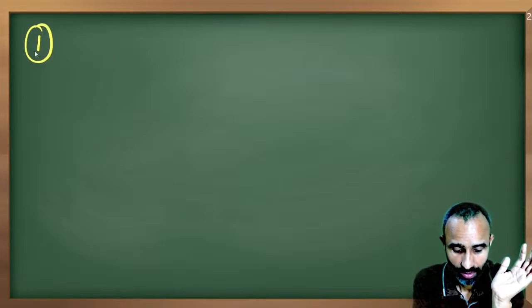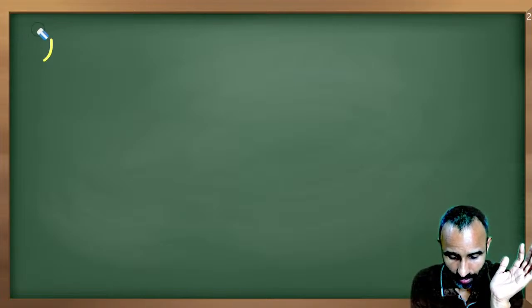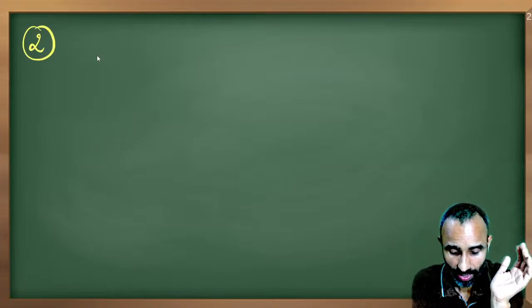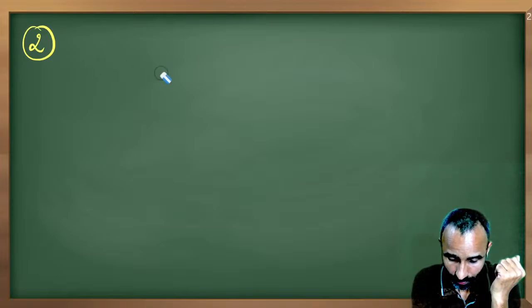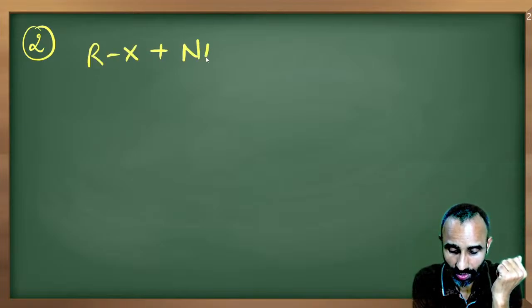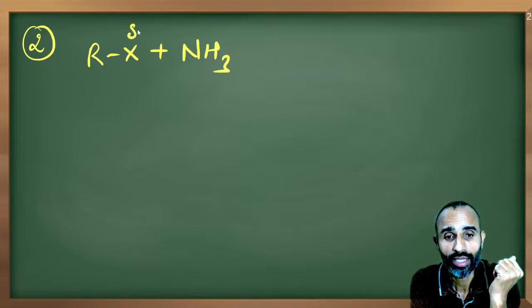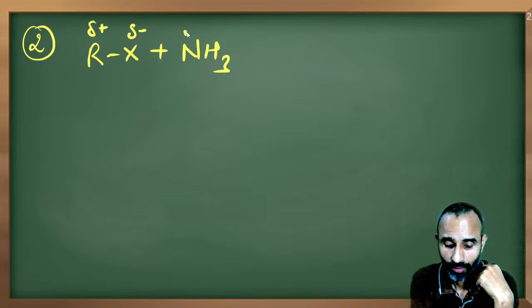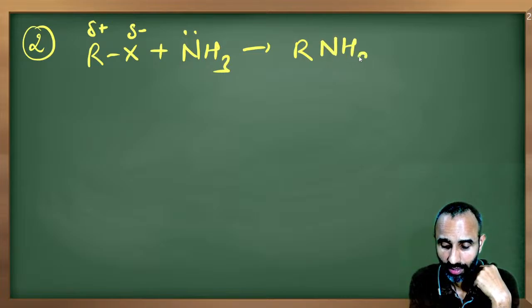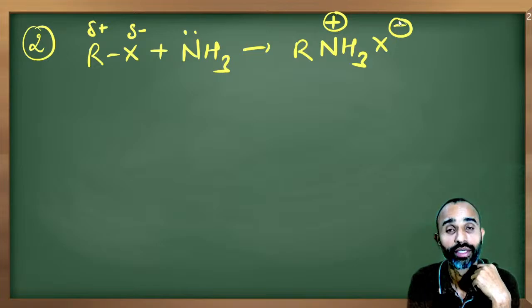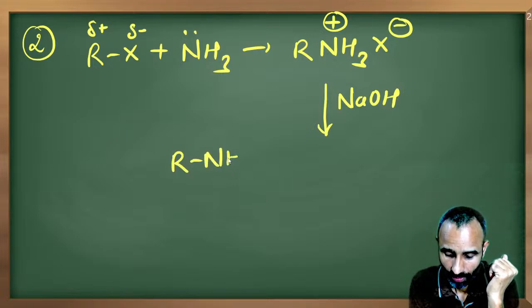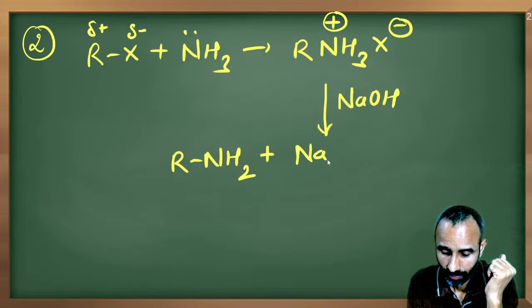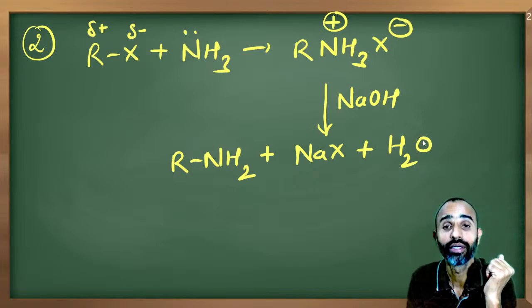Second is by using alkyl halide, let us say, and we react it with ammonia. You know, in RX, X is negative, R is positive. So we get this salt, and when this salt is treated with NaOH, we get primary amine along with NaX and H2O.